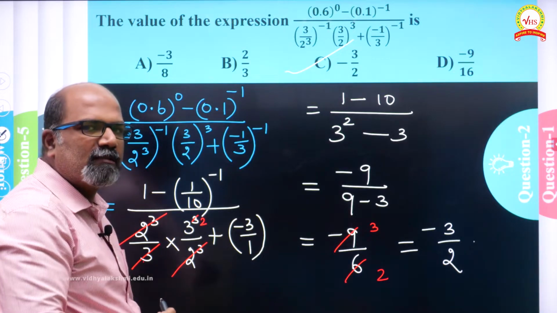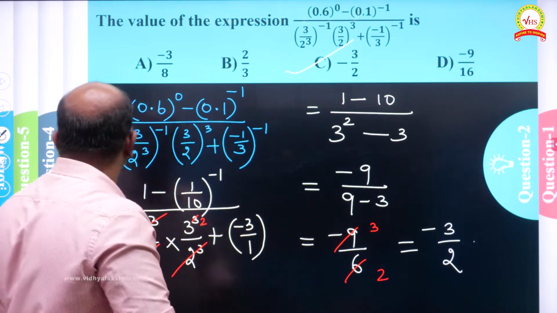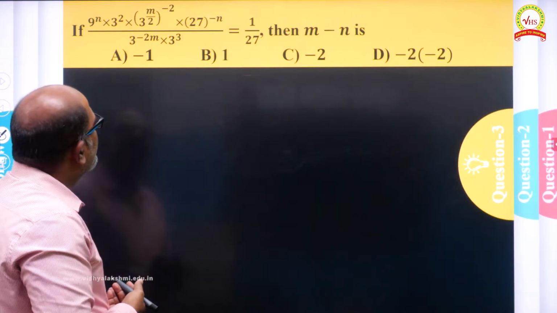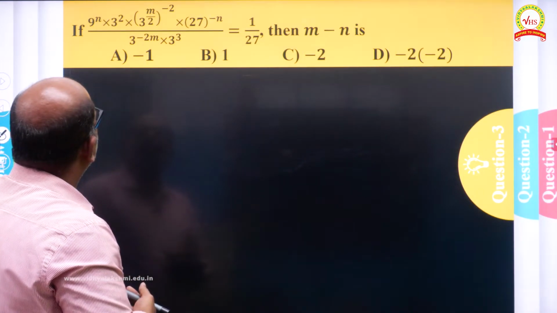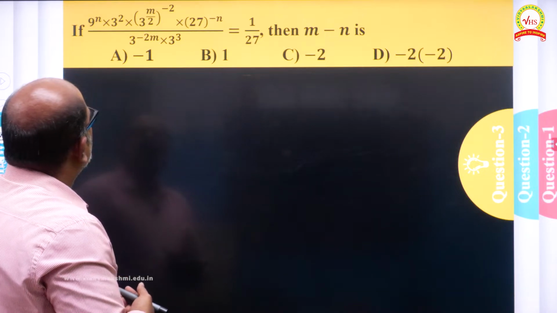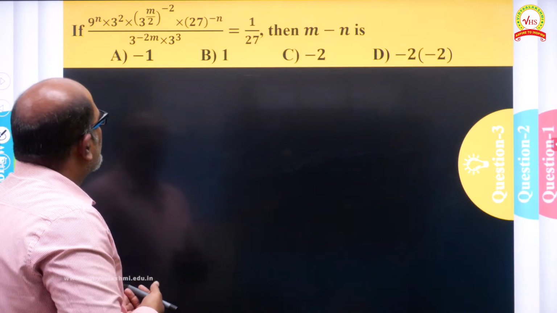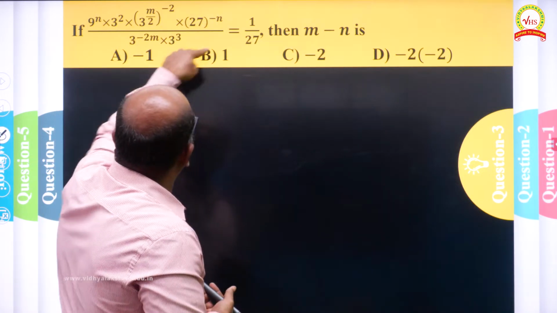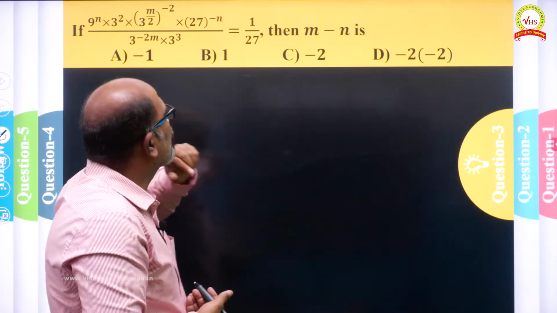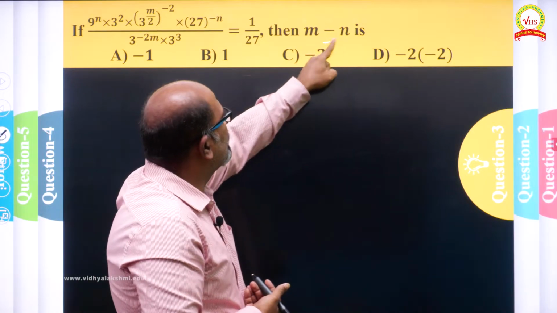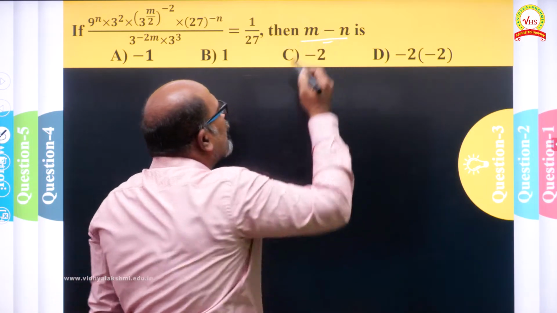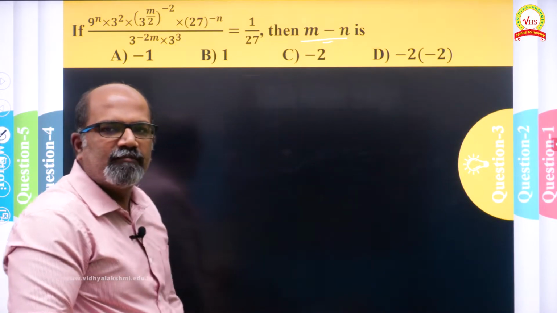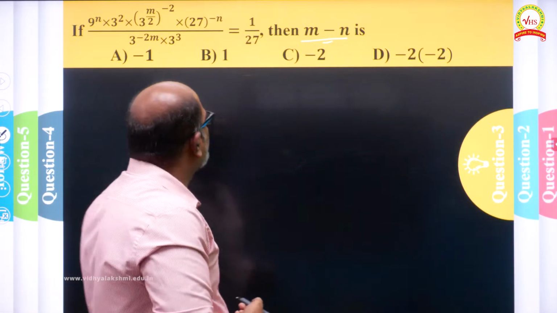Okay. Now we have to move to the next question, that is question number 3. In this question number 3, you can see that we have an equation. This whole thing is being equated with 1 by 27, and then we are asked to find m minus n. We have to find the value of m minus n. Options are given here. Yes, we have to do this problem.